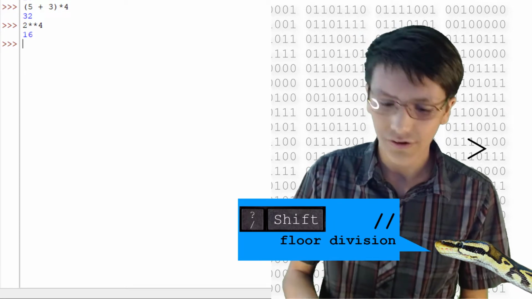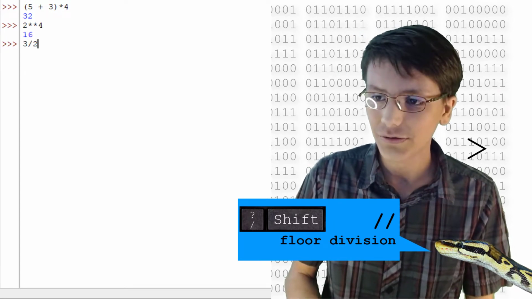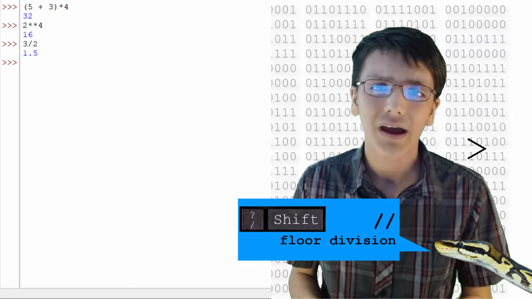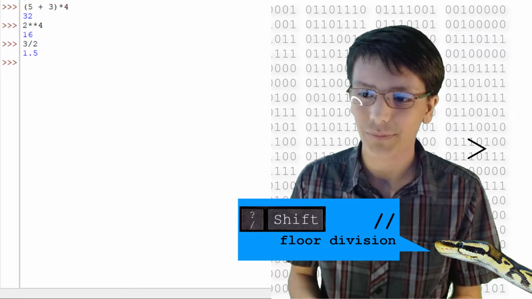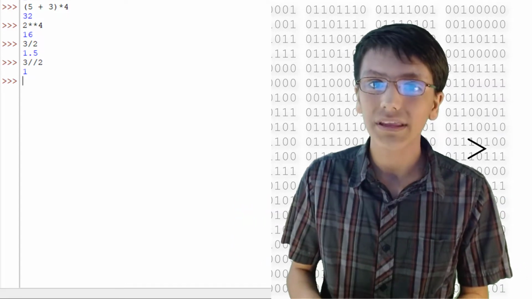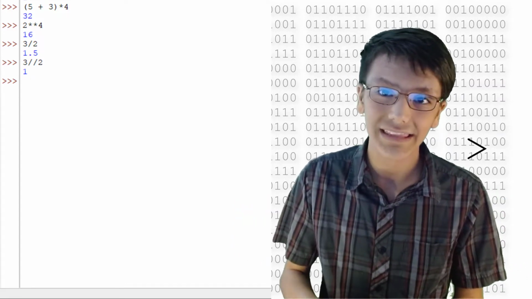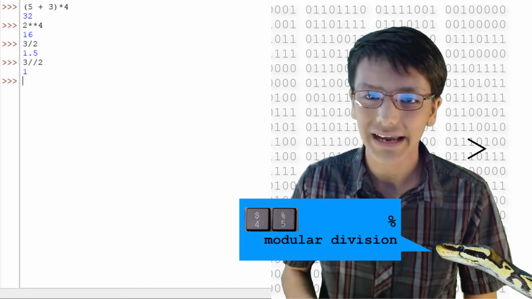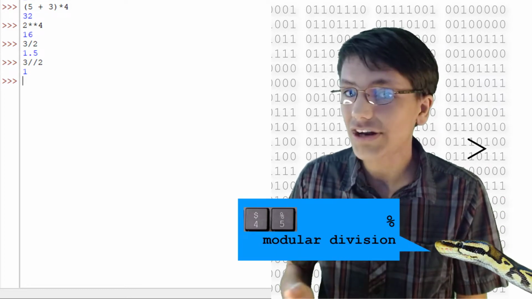When we did division earlier, if we did 3 divided by 2, we would get 1.5. However, sometimes you may not want that decimal. When you do floor division, you get rid of the decimal. Note that simply the decimal drops, and we just get the 1. Finally is the percent sign, which is modulo, or modular division.